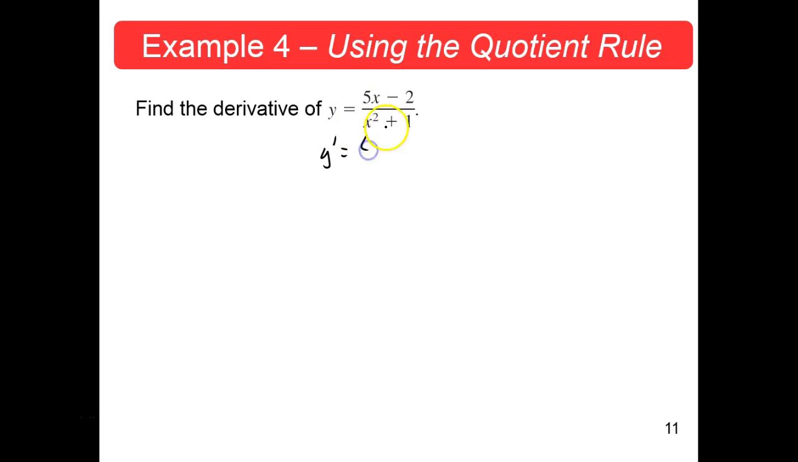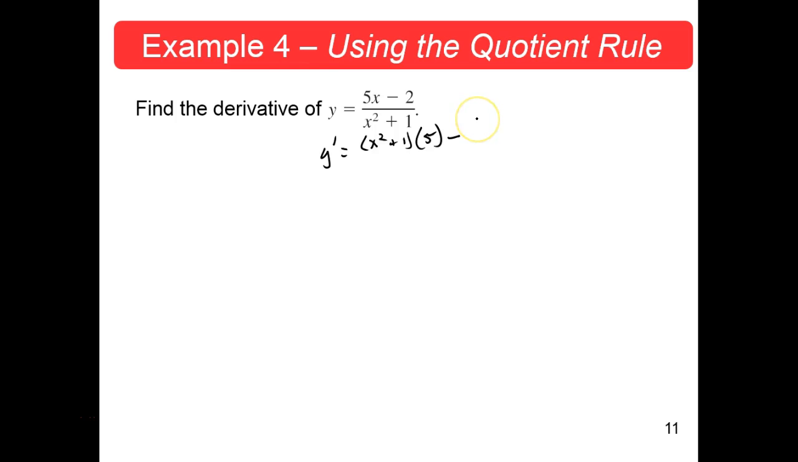Low, which is x squared plus 1. D high, which is the derivative of 5x minus 2, that would just be 5. Perfect. Minus. Remember, product rule is a plus. Quotient rule is a minus. That's why it's important you start with low. If you start with high, you're going to get it wrong.